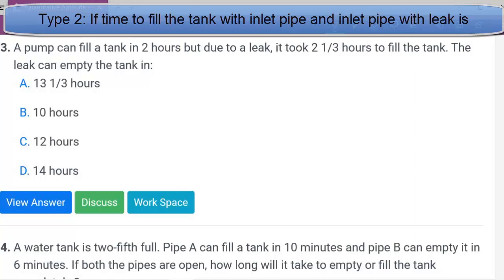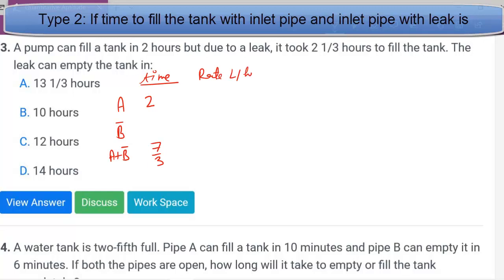So there is an inlet pipe A and there is an outlet pipe say B, and when we are combining, then again the tank is being filled in some time. So here I am writing time in which the tank is being filled. So by the inlet alone it can be filled in 2 hours, but due to a leak, that means when you are opening both the pipes, inlet and outlet, then it takes 2 1 by 3, that means 7 by 3 hours to fill. So here we have to write the rate of filling or being emptied, that means liter per hour.